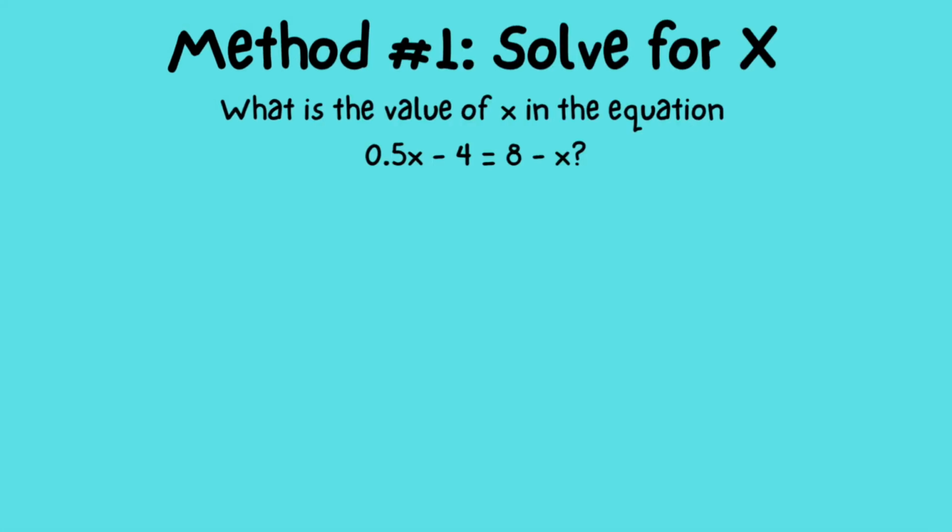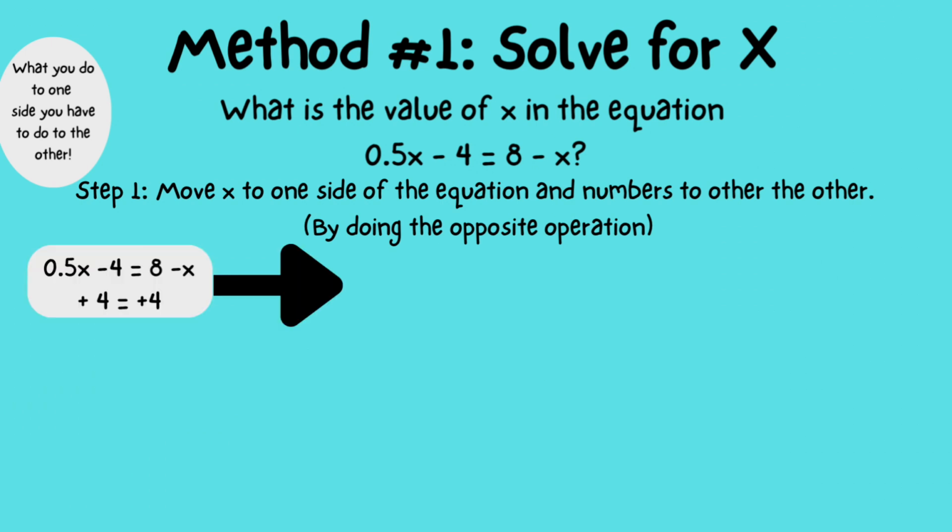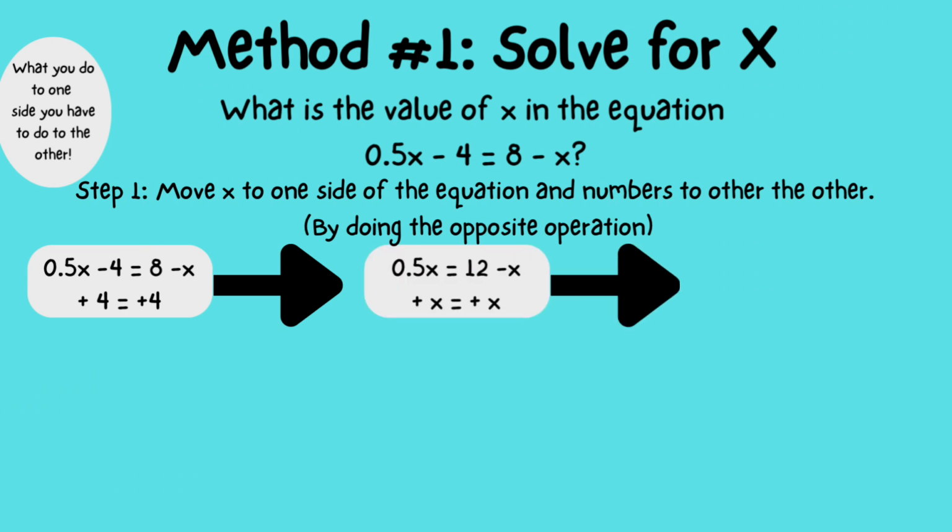Method 1 is to solve for x. Step 1 is to get each term on different sides of the equation, so numbers are on one side and x's are on the other side. Keep in mind, whatever math you do on one side has to be replicated on the other side when moving the terms around. As you can see, I decided to move 4 to the right side of the equation by adding 4 to both sides. Then I added x to both sides to move x to the left side of the equation.